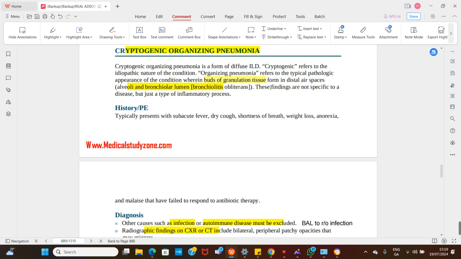You remember, we are forming granulation tissue in the alveoli and bronchial lumen. So does it affect the lung parenchyma? Yes. The alveoli is part of the lung parenchyma. The bronchial lumen is part of the lung parenchyma. Do you understand what I mean by lung parenchyma? Once I'm saying lung parenchyma, I'm talking about the lung generally. Anything outside the lung, like the chest wall and muscles, are outside the parenchyma. So cryptogenic organizing pneumonia definitely affects the lung parenchyma, and the DLCO is definitely going to drop.